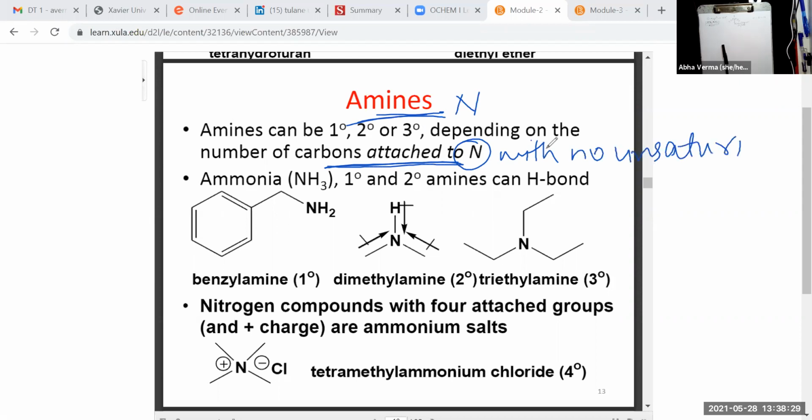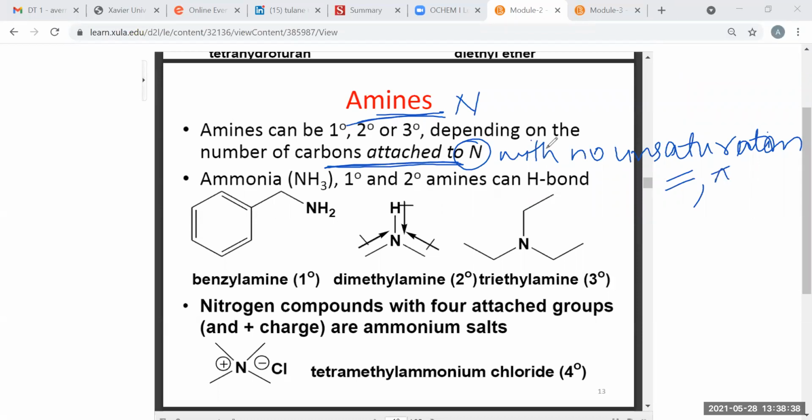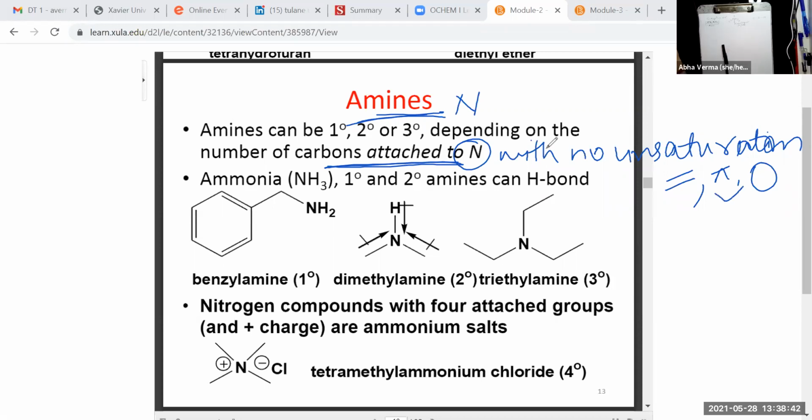unsaturation. Can anyone remind me what is an unsaturation? When there isn't as many H's as possible. Very good. So usually there is a pi bond or a ring also associated with it. Okay. So if you look at ammonia, your nitrogen is connected to a carbon. Is there any unsaturation involved here?